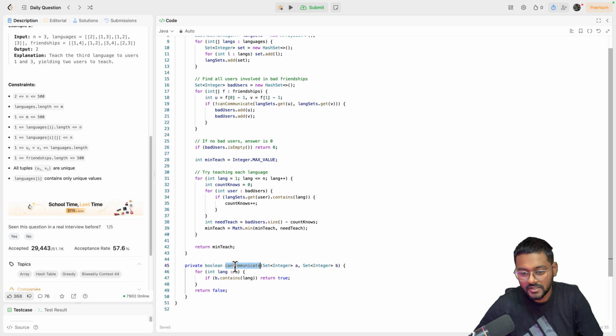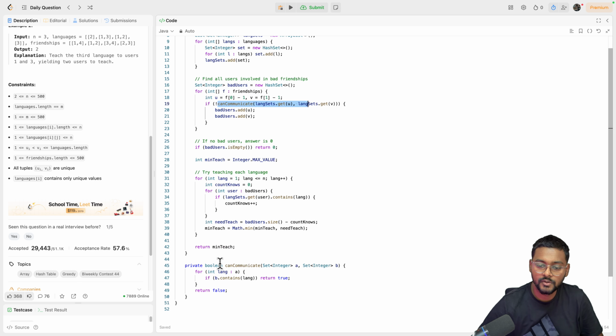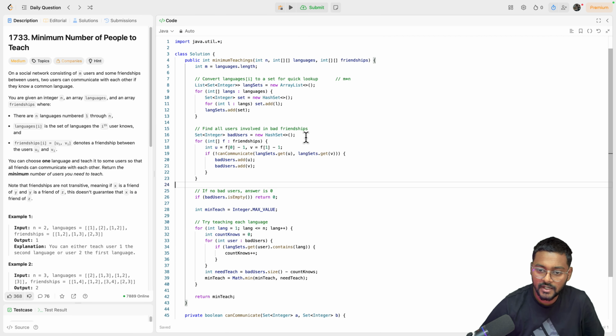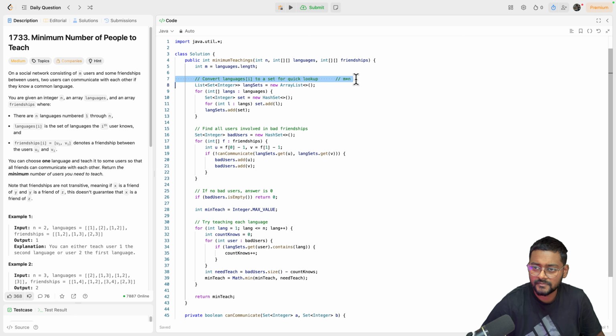The canCommunicate function is nothing but a utility function: if any language known by user u is present in user v, then they can communicate. The code is pretty simple, we just have to understand the problem statement in a better way. And the time complexity is m cross n, which is the maximum we are going to encounter here, along with the space complexity.